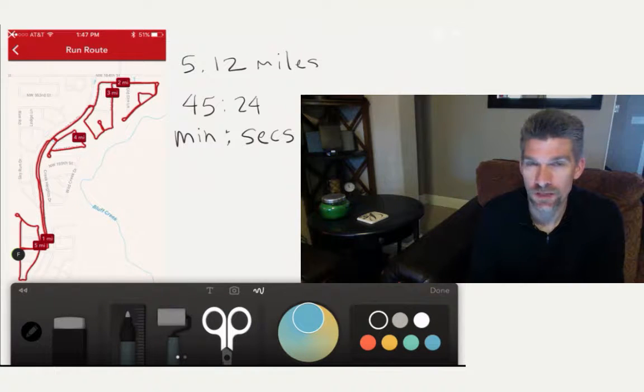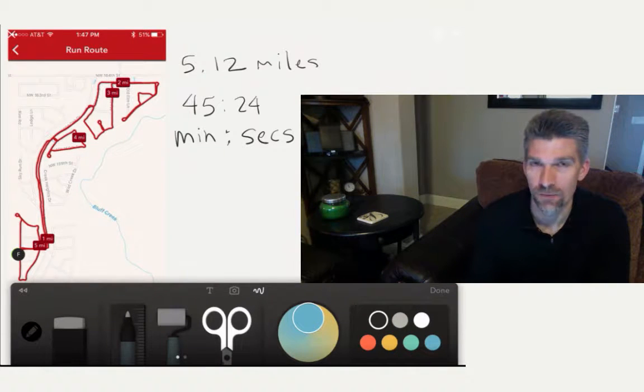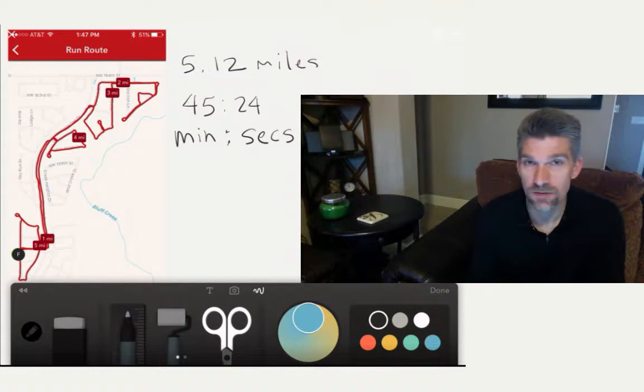What I'm really interested in is if I had a runner that ran 5.12 miles and that runner did it in 45 minutes and 24 seconds, what was his average pace per mile? Like how long did it take for him to run each mile of this particular run? And so what we need to do is figure that out.